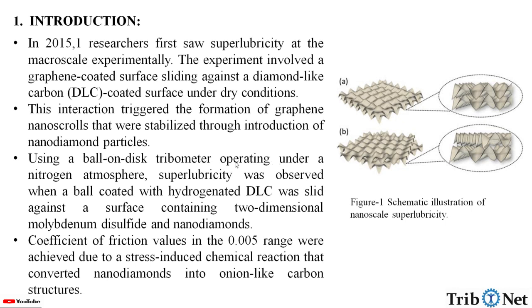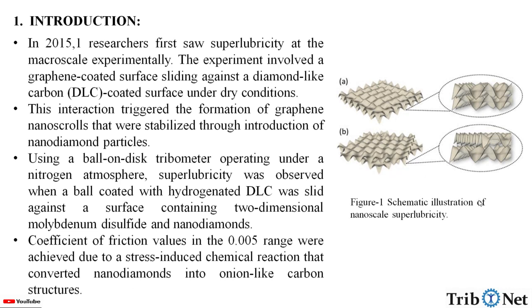Using a ball-on-disc tribometer operating under a nitrogen atmosphere, superlubricity was observed when a ball coated with a hydrogenated DLC was slid against a surface containing two-dimensional molybdenum disulfide and nanodiamonds. The coefficient of friction values were in the range of 0.005, and this was achieved due to stress-induced chemical reactions that converted the nanodiamonds into onion-like carbon structures.